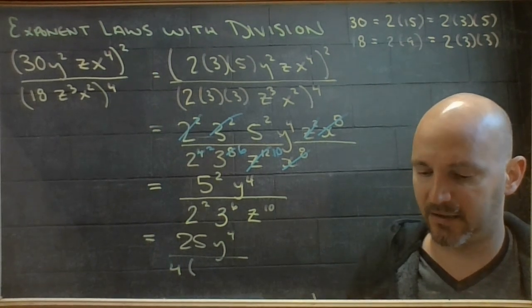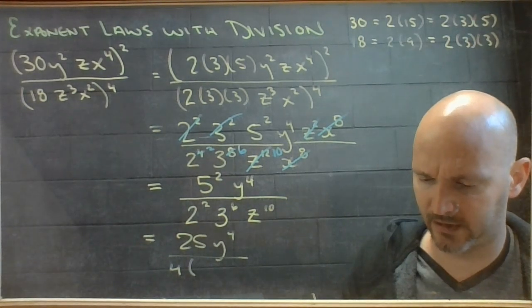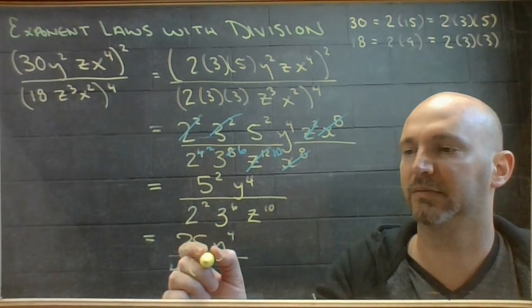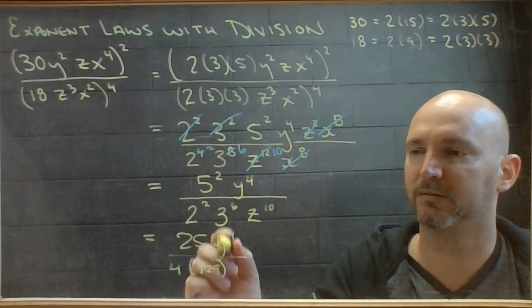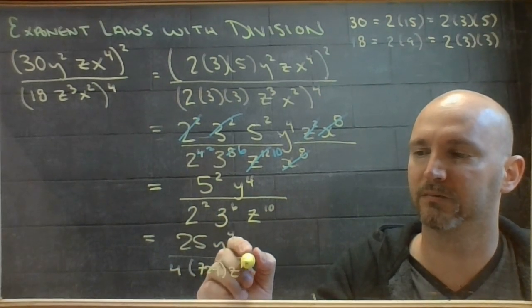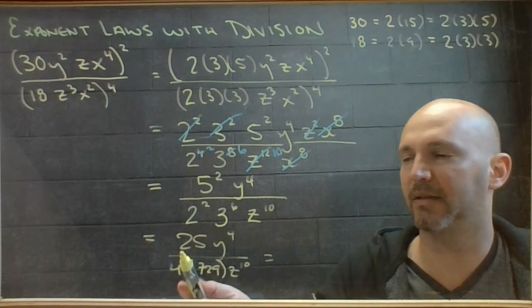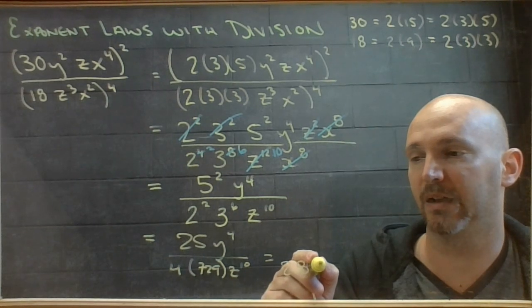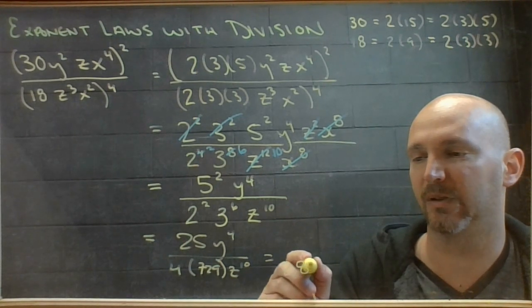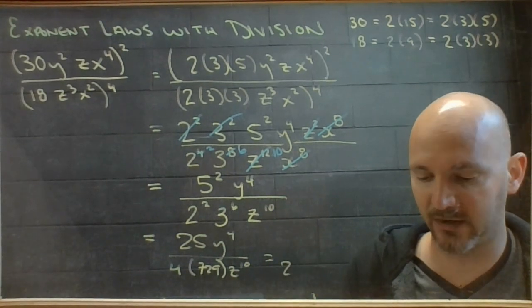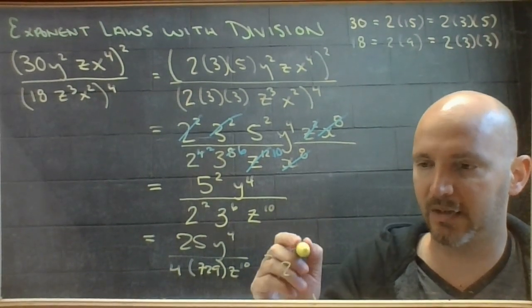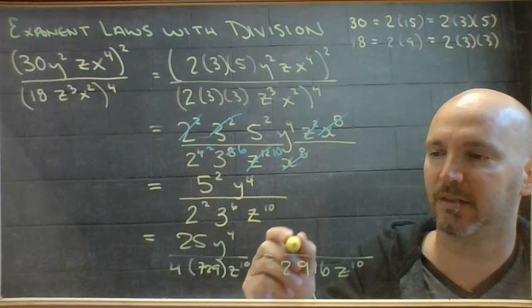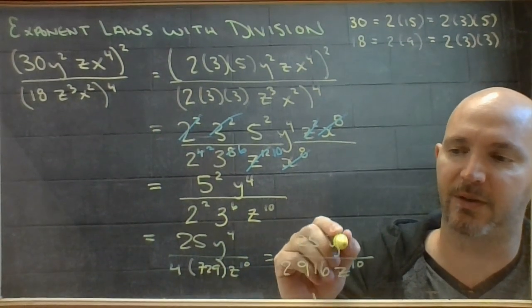I'm going to fact check myself on that. 3 to the power 6. Yep, perfect. And 4 times that would be 2,880. Oh, I think that's going to pop up to 292. Let's just use the calculator. 2916. Z to the 10, and 25 y to the 4 on top.